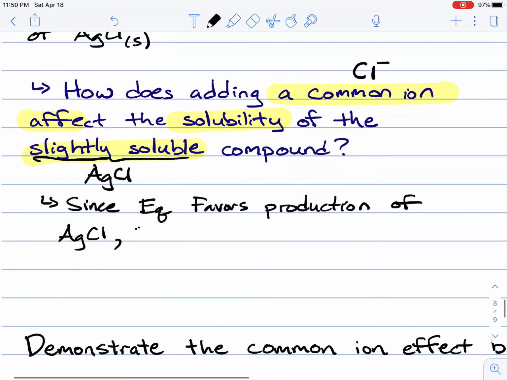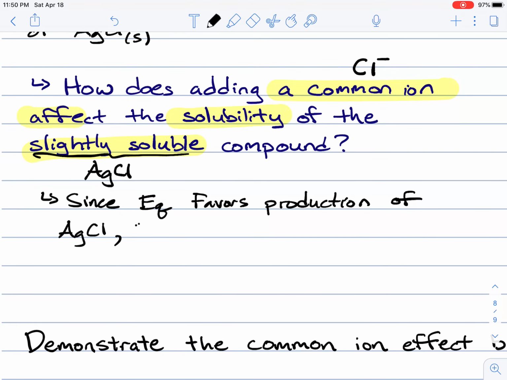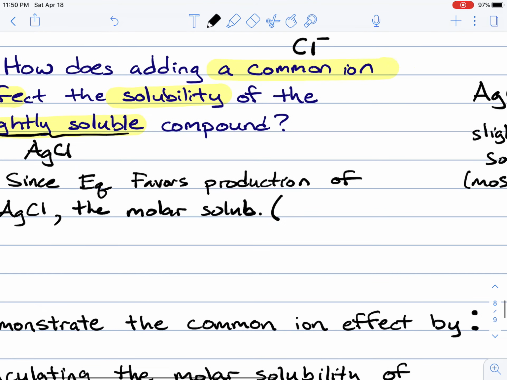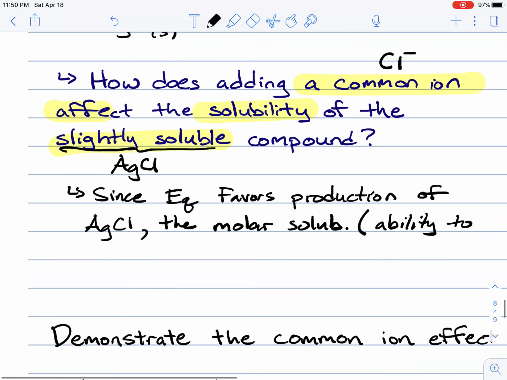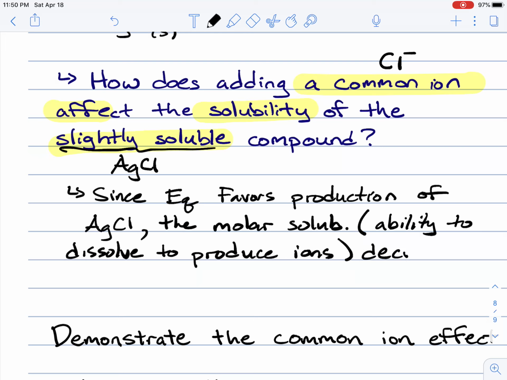Okay. So since the equilibrium favors the production of AgCl, the molar solubility, or its ability to dissolve, just to put it in layman's terms, so ability to dissolve to produce the ions, decreases. Okay.